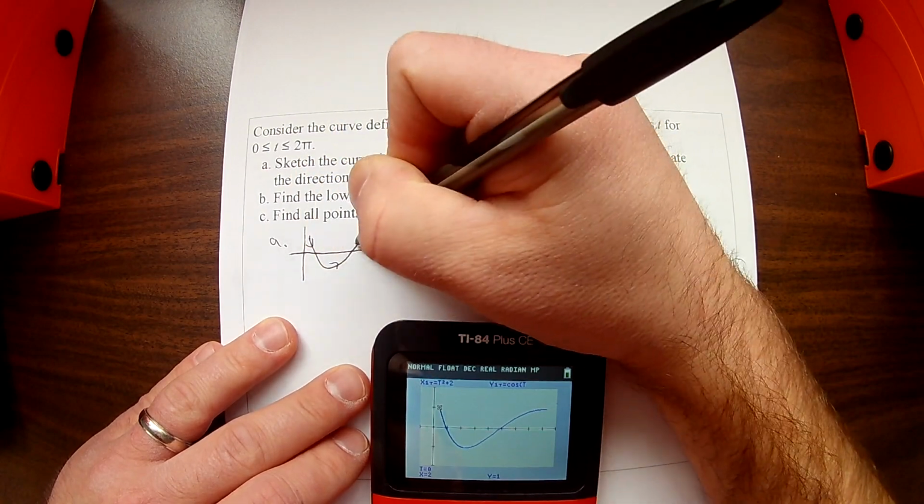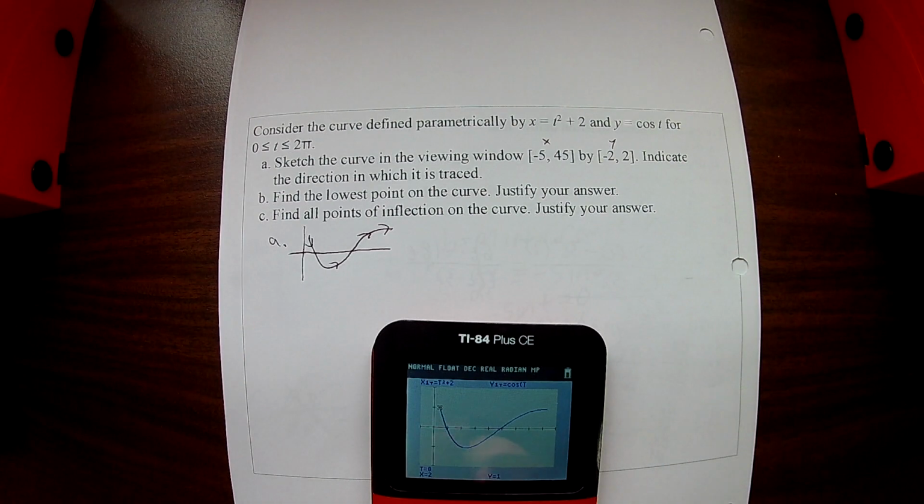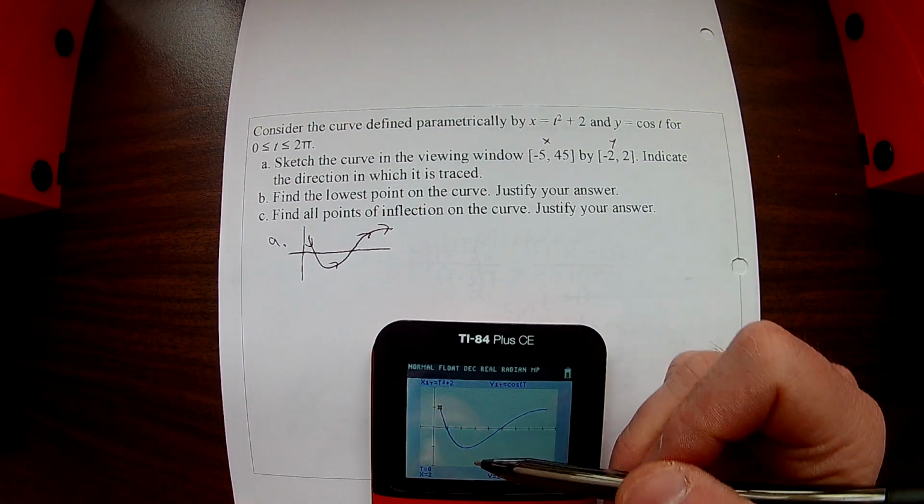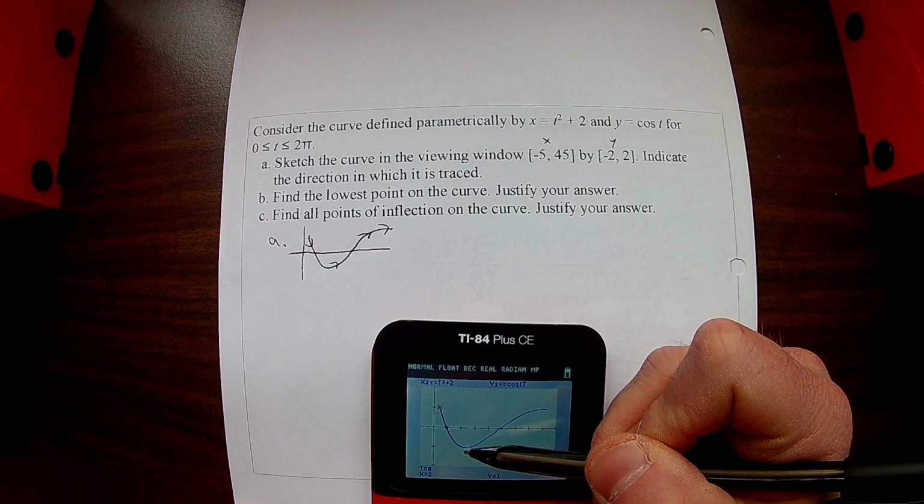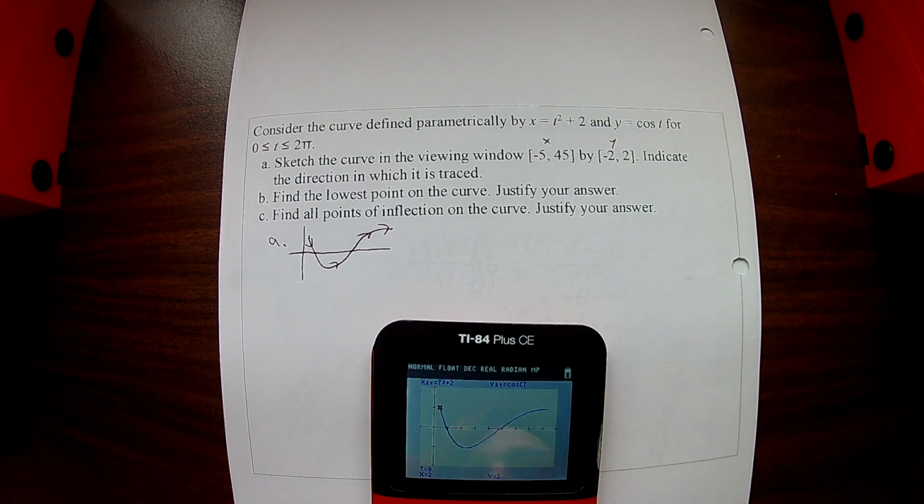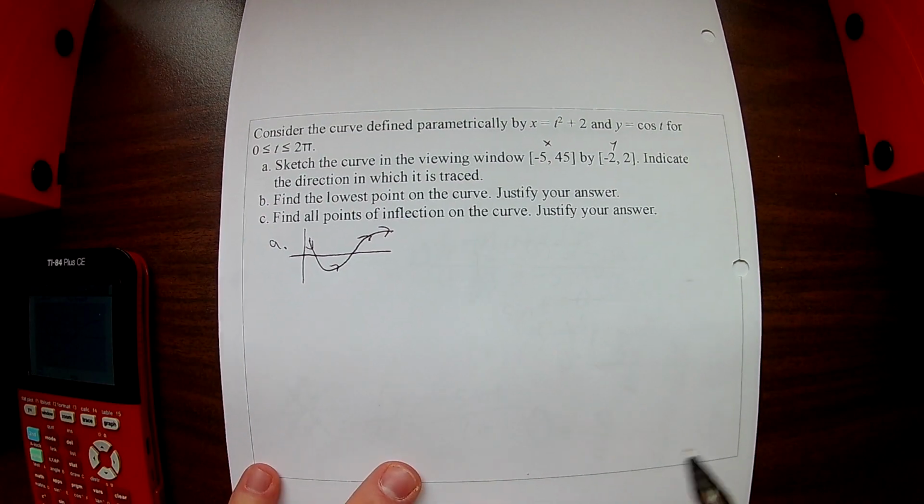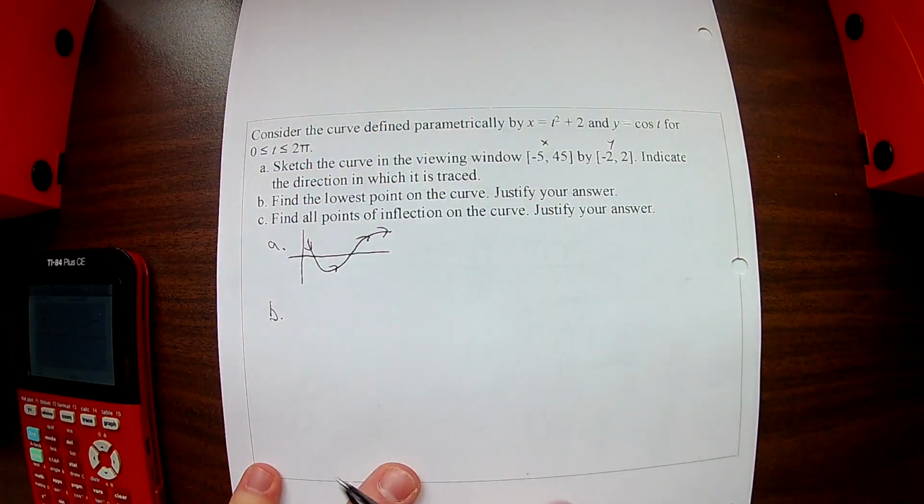And indicate direction. Okay, there's the trick precalc stuff out of the way. Lowest point on the curve. Okay, looks like the lowest point is right about here. Done, right? Haha, no. I can't do that. I actually have to use some calculus for this.